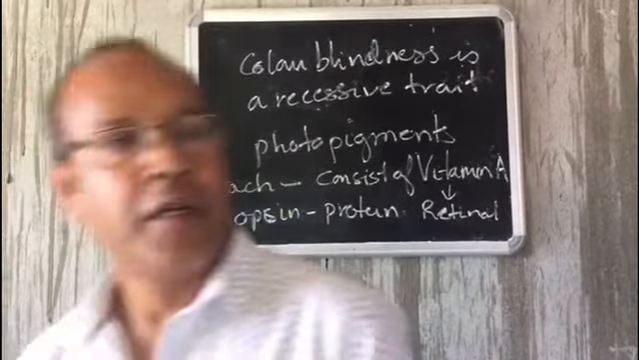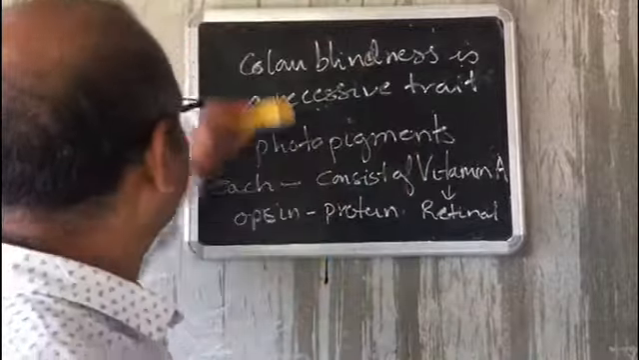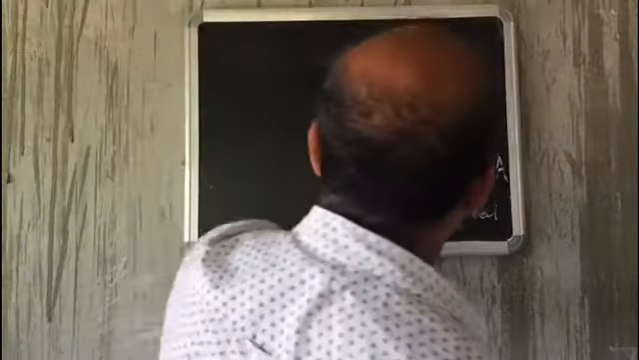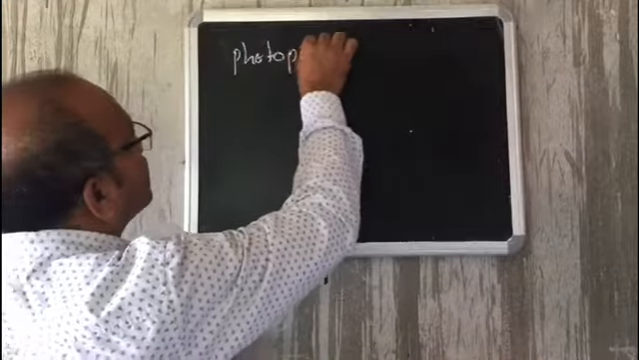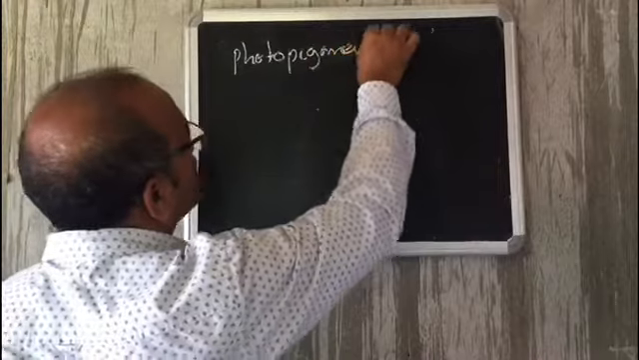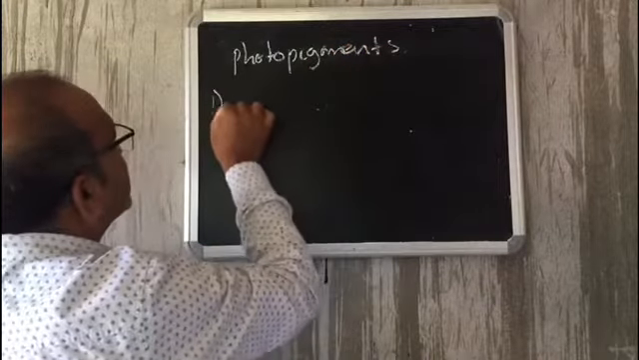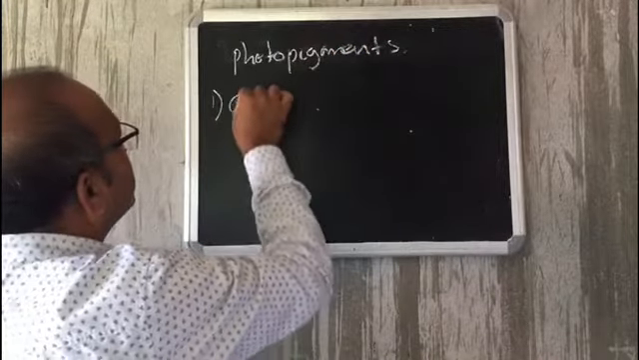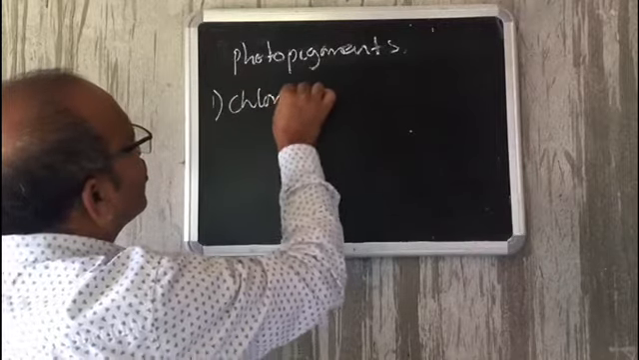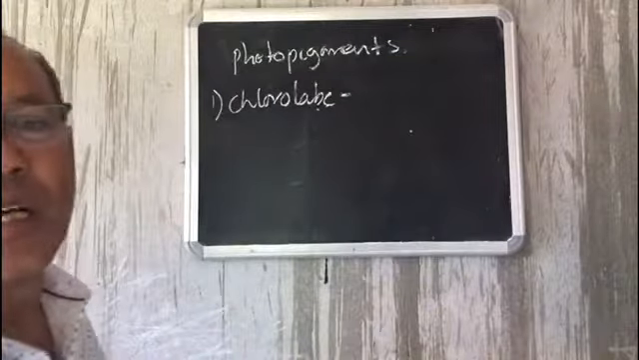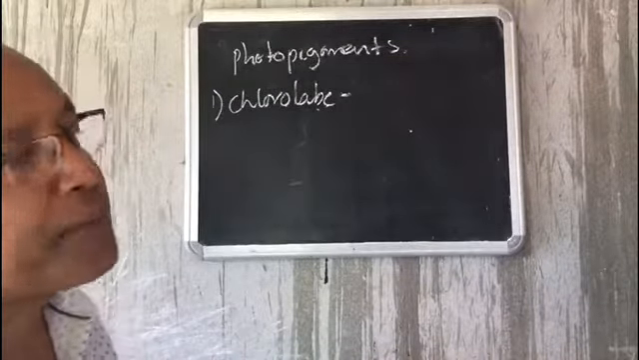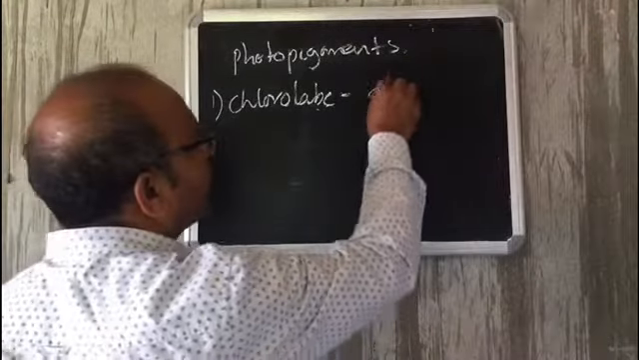Alright, now let's talk about the photopigments. The three photopigments, the first is chlorolabe. Chlorolabe is basically responsible for absorption of green color.